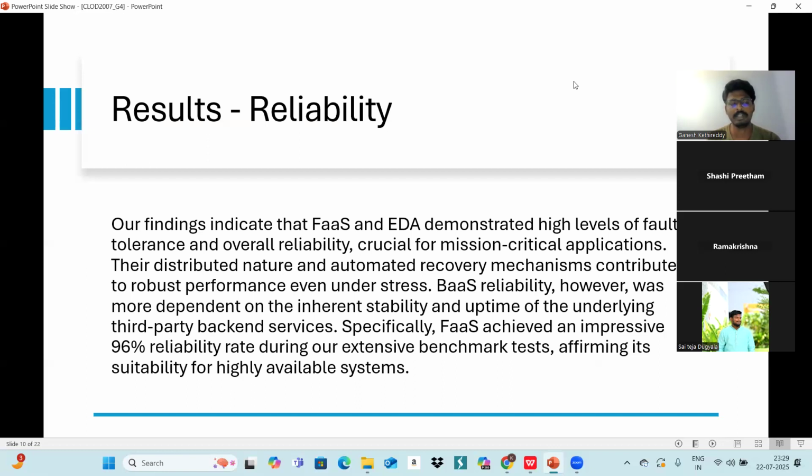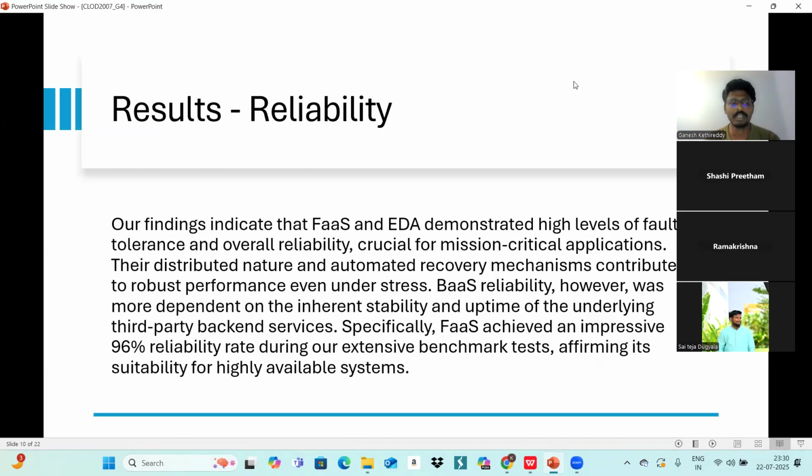When it comes to event-driven architecture, it came in close to FaaS because of its loosely coupled design. Components did not break the whole system when one failed. Messages were queued and retried reliably. And when we come to backend as a service, reliability varied depending on third-party dependencies. For example, Firebase services were stable, but chaining multiple services introduced occasional bottlenecks.